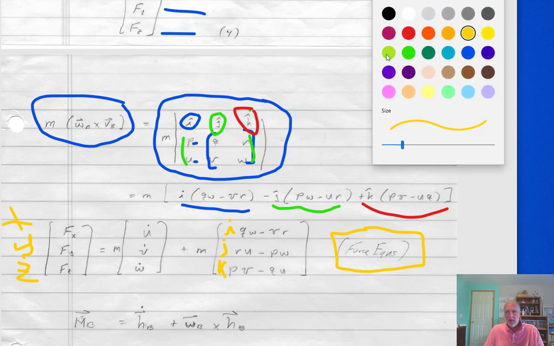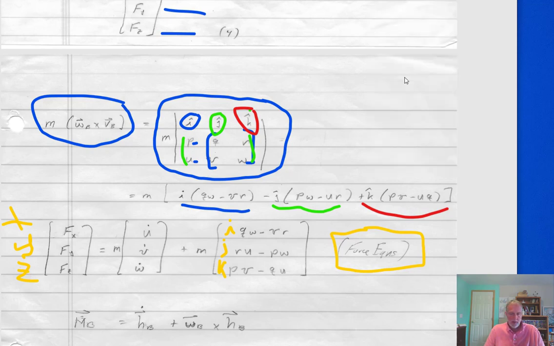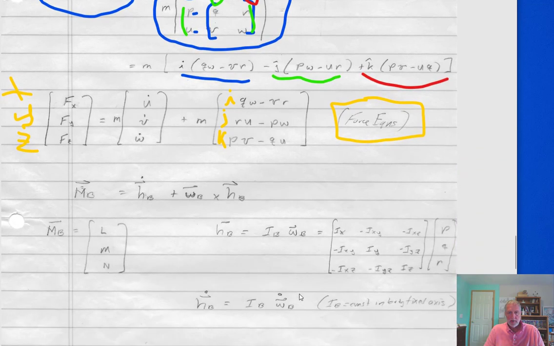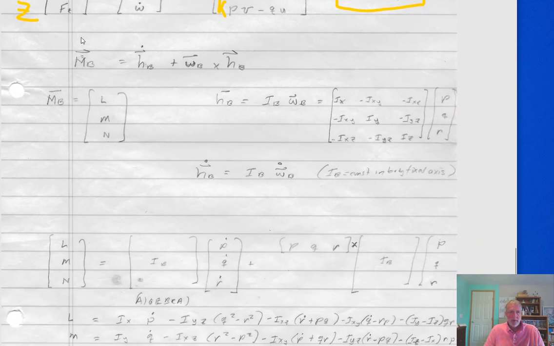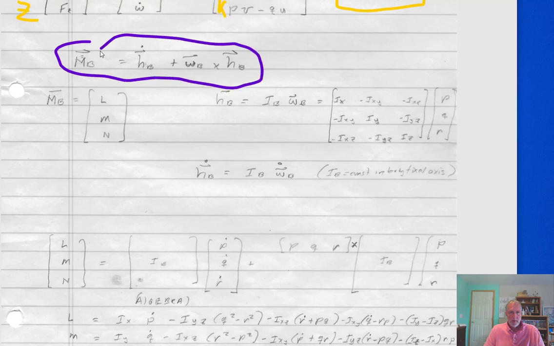Alright, so now we need to do the moment equation, which says that the sum of the moments is equal to the angular momentum dot, and then omega cross h. So this is the body fixed axis formula. And the moments we're going to just call, we've used this terminology before, rolling moment, pitching moment, yawing moment.